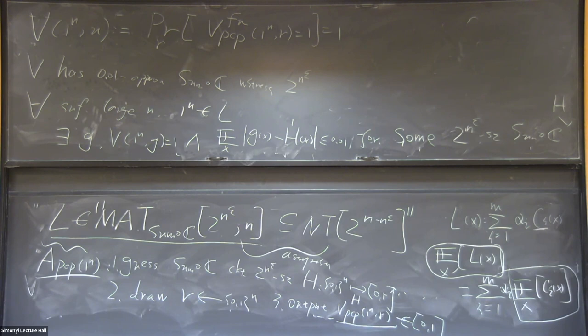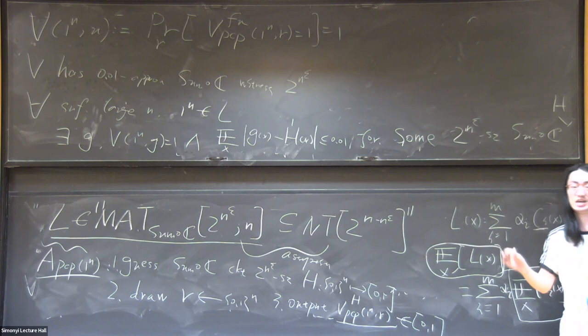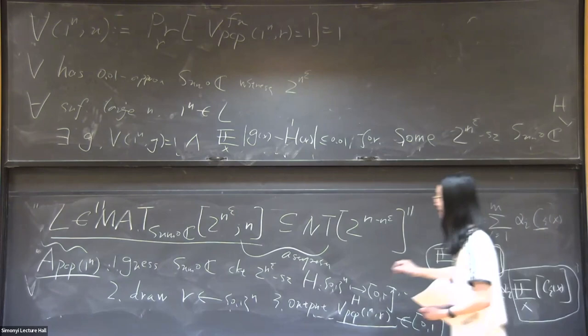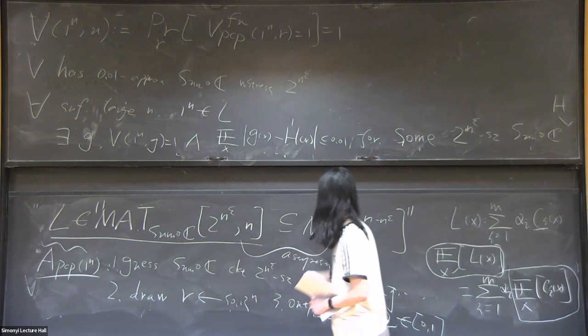But suppose L is not a linear sum, it's like a majority of many AC circuits. We don't know how to do this. And this is why we can reduce, okay, we can have this because.